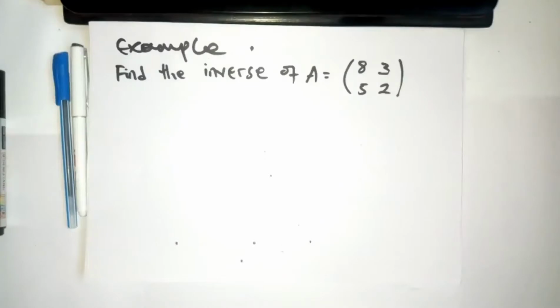Let's have a very simple example. Find the inverse of matrix A, which is 8, 3, 5, 2.